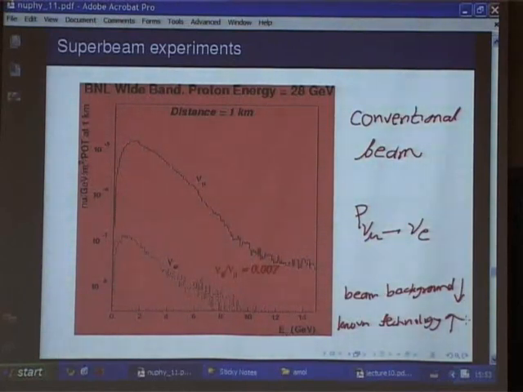In fact, the experiment T2K, which has already started in Japan, is a conventional experiment. In fact, all the experiments that are there currently are conventional experiments. The experiment MINOS is a conventional experiment. So is K2K, which we talked about earlier. So people now just try to increase the intensity of the super beam.